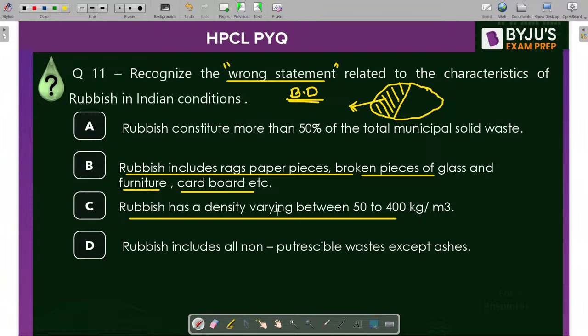You are trying to sell this particular type of thing in the market as a raw material sometimes, or to the Kabadiwala also, right? That is a general thing occurring in India that I am telling you, guys. It may be possible some people are doing that, some people are not, but most people try to sell such material to the Kabadiwala so that they can earn some money. But they are throwing only the food waste, mainly, or you can say the wet waste basically. So that's why, guys, the first statement is wrong: the rubbish constituent is more than 50% of the total MSW. No, guys, it is wrong. So that's why statement A is the correct answer. Clear?